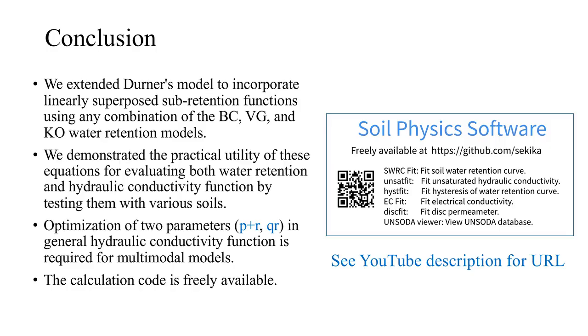We extended Dörner's model to incorporate linearly superposed subretention functions using any combination of the BC, VG, and KO water retention models. We demonstrated the practical utility of these equations for evaluating both water retention and hydraulic conductivity functions by testing them with various soils. Optimization of two parameters, P plus R and QR, in the general hydraulic conductivity function is required for multimodal models. The calculation code is freely available to everyone. The URL for the program is provided in the YouTube description.